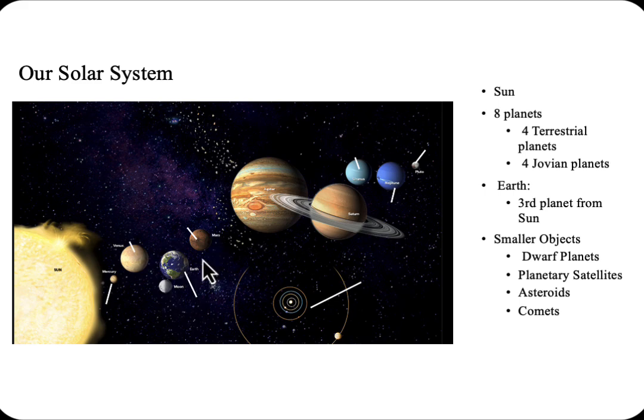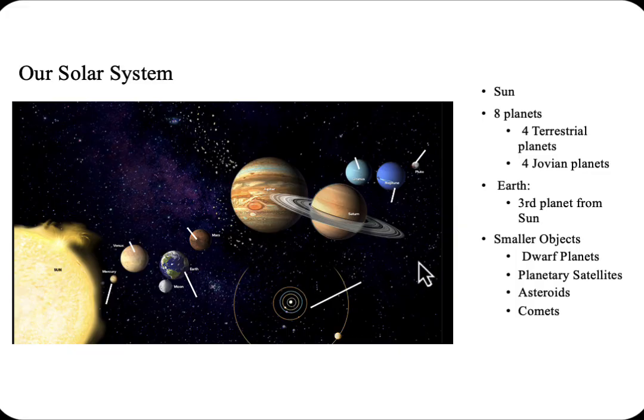We have the planet Mars. Mars has 2 moons, and Mars is just outside of the habitable zone of our solar system, but we have a lot of interest in Mars. Then we have an asteroid belt that divides our inner planets from our outer planets. We have Jupiter, which is the largest planet in our solar system.